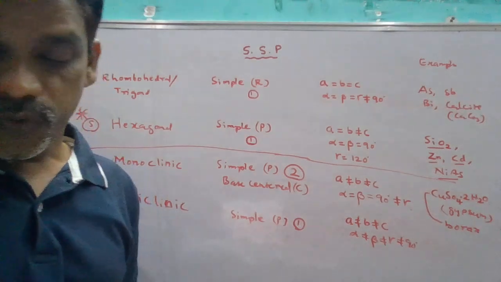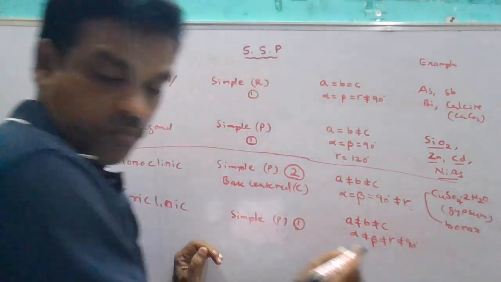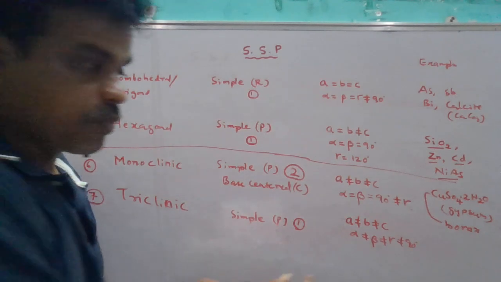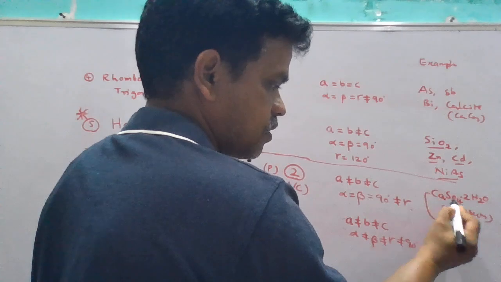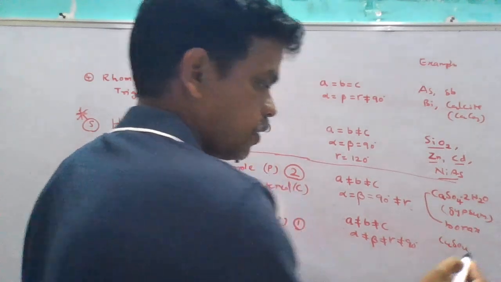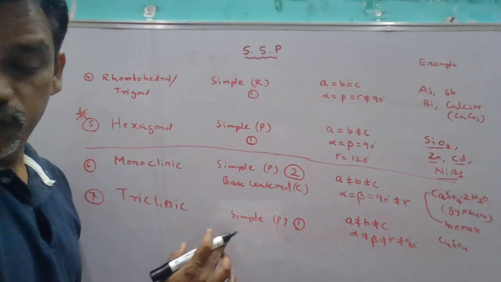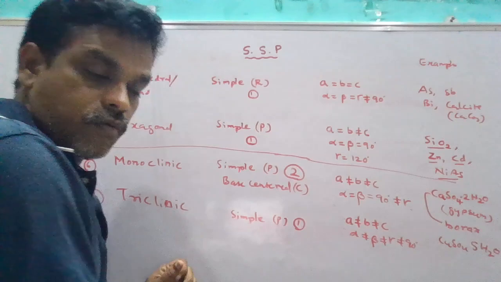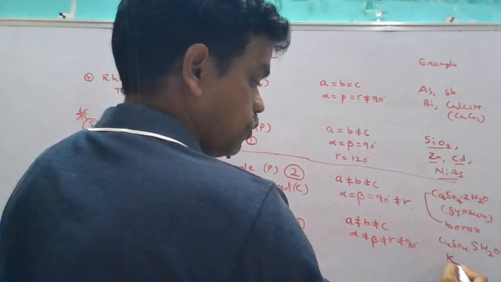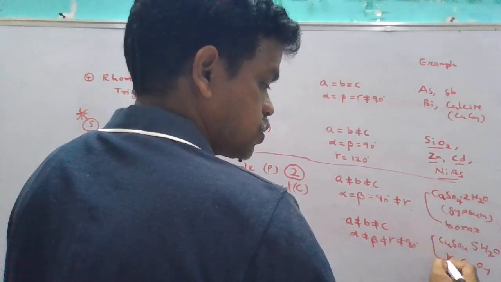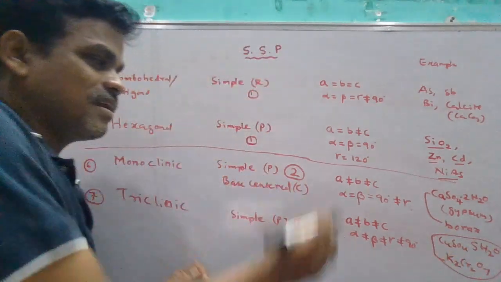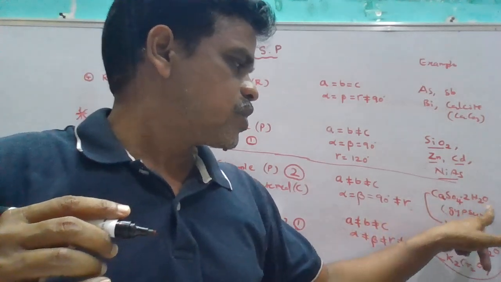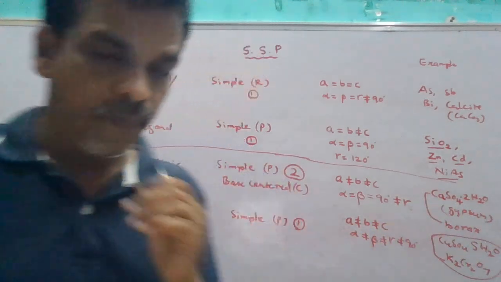So what about examples for triclinic? Here, calcium sulfate, I made a mistake. Copper sulfate 5H2O, and K2Cr2O7. These compounds exist in the triclinic system. I made a mistake here: calcium sulfate 2H2O is gypsum, not copper sulfate. Okay, so these are the examples.